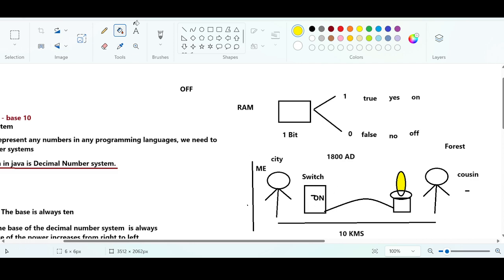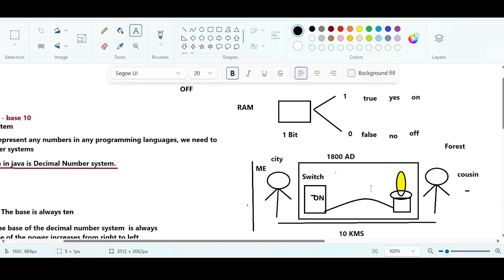When you have one switch, this is called what in electrical or electronics? This function is called a transistor. One bit of memory. When you say one bit of memory, you can pass two sets of information. Are you able to follow?